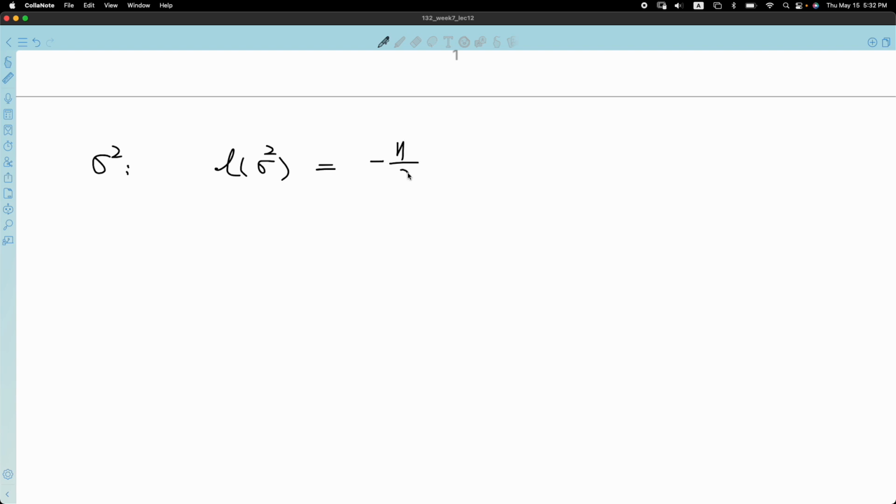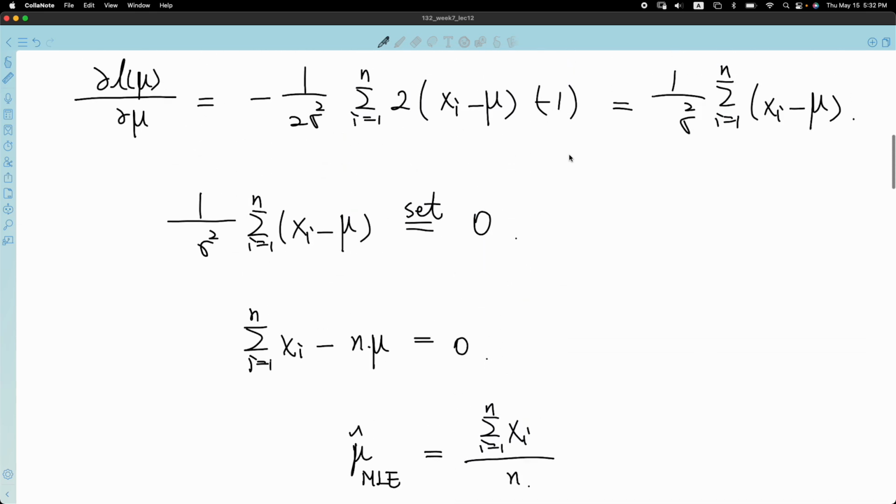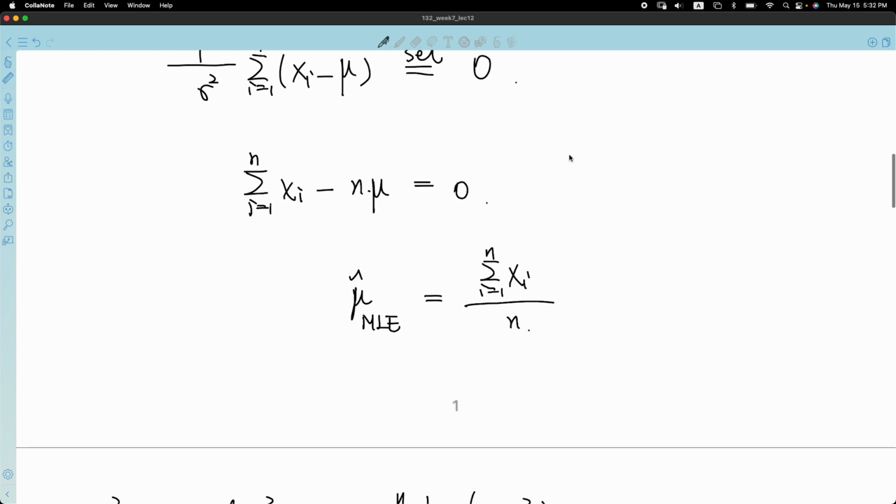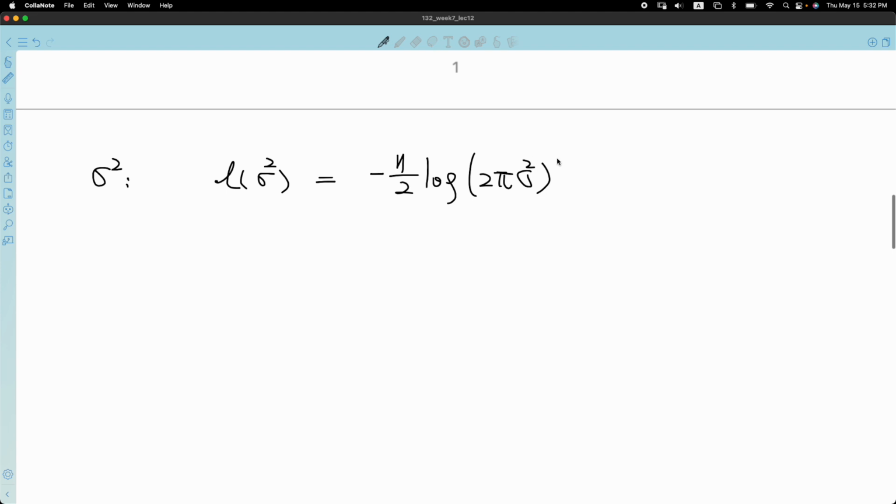Negative n over 2 log of 2 pi sigma square, minus 1 over 2 sigma square, summation from 1 to n of xi minus mu, squared. Okay, so this is the same joint likelihood, the log version of the joint likelihood, but only focusing on sigma square. But this expression stays the same.